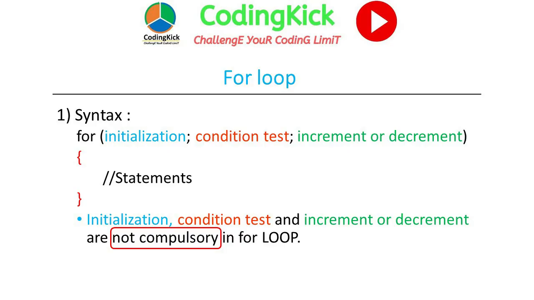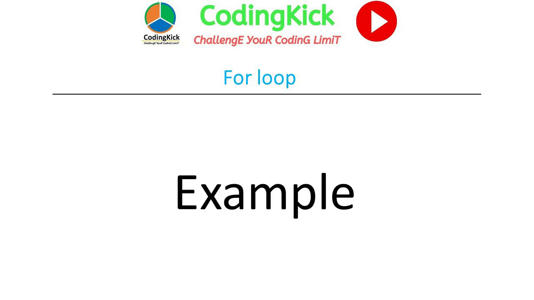The first thing you have to keep in mind is that none of the parts of the for loop is compulsory. It means you can have a for loop with just two brackets and two semicolon symbols. Let's see an example for it.